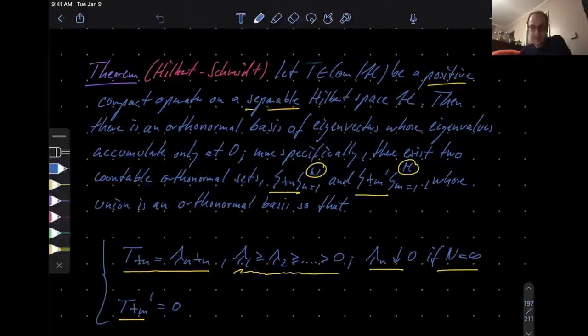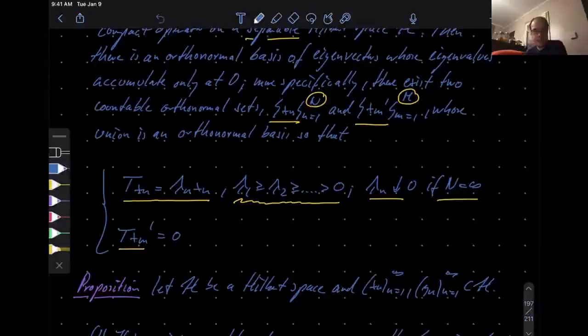More to the point, there exist two countable orthonormal sets, the x sub n's and the x sub m primes. Put together, they form your orthonormal basis, and the x sub n's are the eigenvectors of T with corresponding positive eigenvalues lambda n. You can order them in this non-increasing fashion. Again, if there should be infinitely many, then they can only accumulate at zero. The x sub m primes, on the other hand, are eigenvectors with eigenvalue 0.